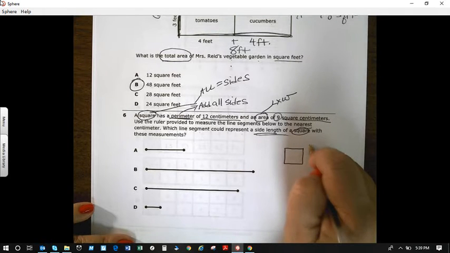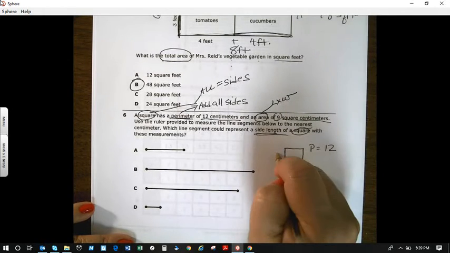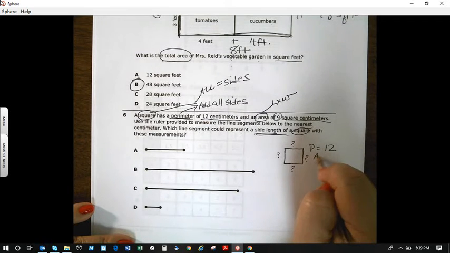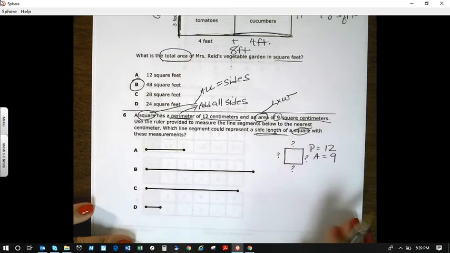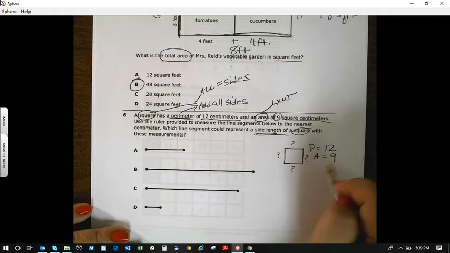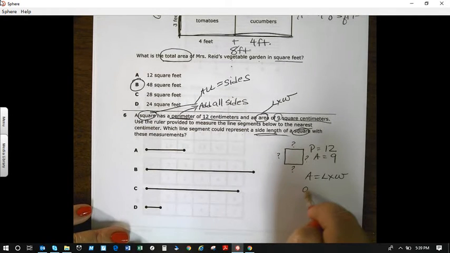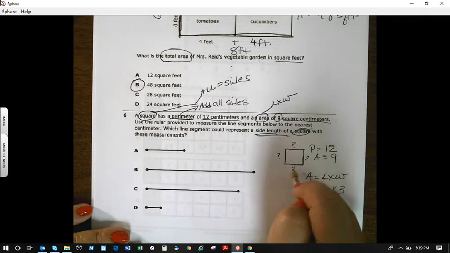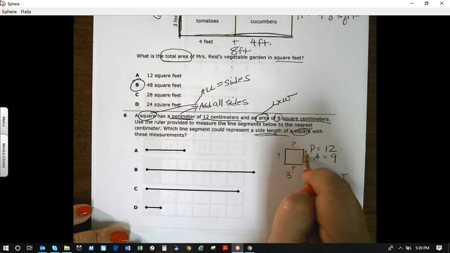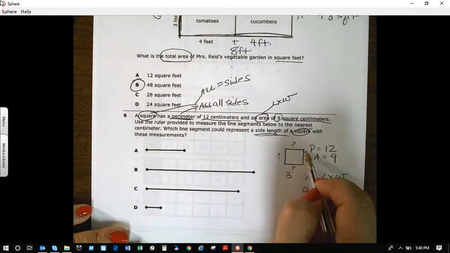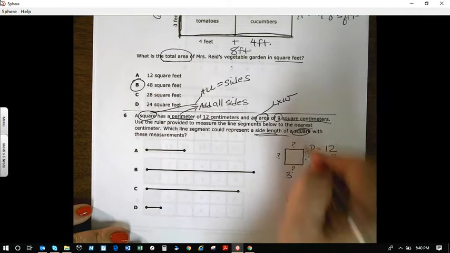All right, so I'm going to draw out a square. I'm going to put P equals 12 because I need to find out this one, this one, this one, and this one. The area equals 9. All right, well, guess what? If the area is length times width, what times what equals 9? You're right. 3 times 3 equals 9. If I were to add all these up, 3 plus 3 plus 3 plus 3, what do I get?